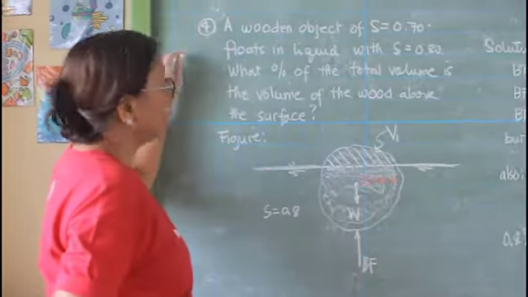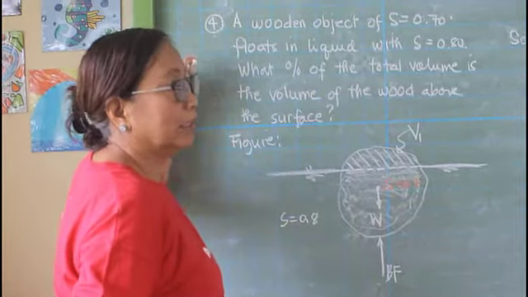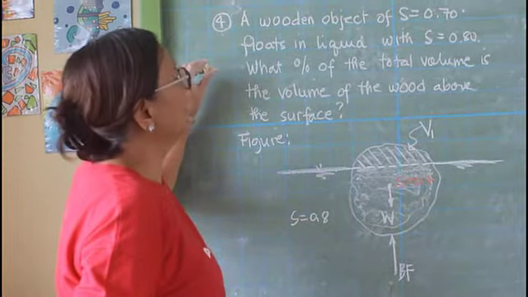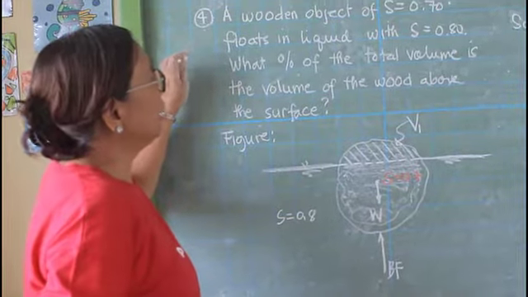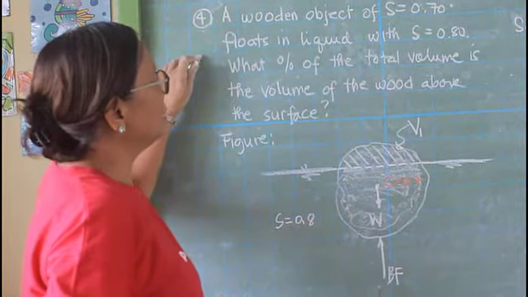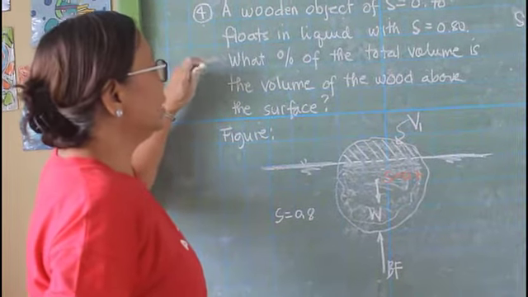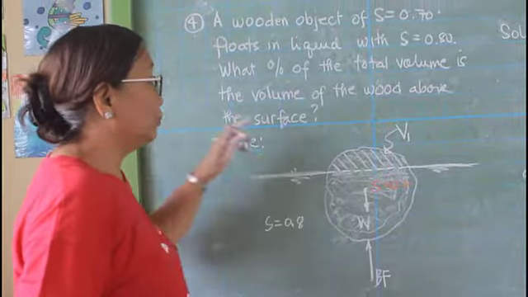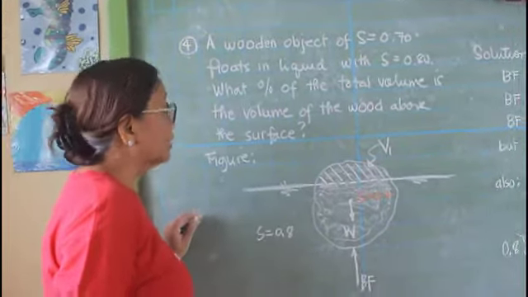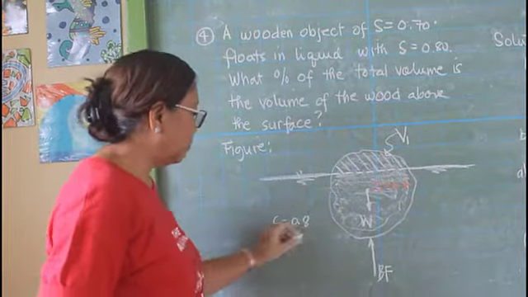Okay, so let's have another one, the last example for Archimedes, in the application of the Archimedes principle. So let's read. A wooden object of specific gravity 0.7 floats in liquid with specific gravity of 0.8. What percent of the total volume is the volume of the wood that is above the surface?